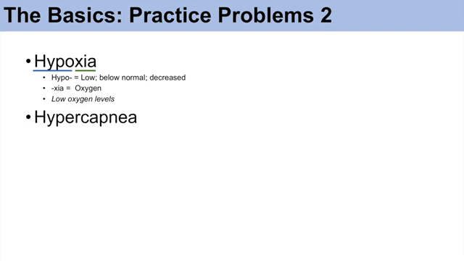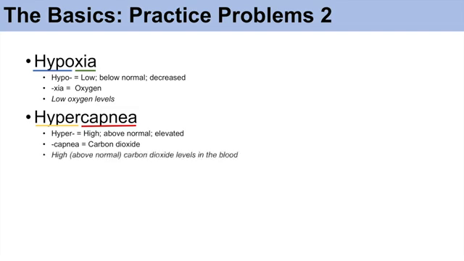The next one is hypercapnia. Again, try to break this down. Hyper means high, above normal, or elevated. And capnia means carbon dioxide. When we put it all together, it literally means high or above normal carbon dioxide levels, and typically hypercapnia relates to carbon dioxide levels in the blood, so it's high or above normal carbon dioxide levels in the blood.